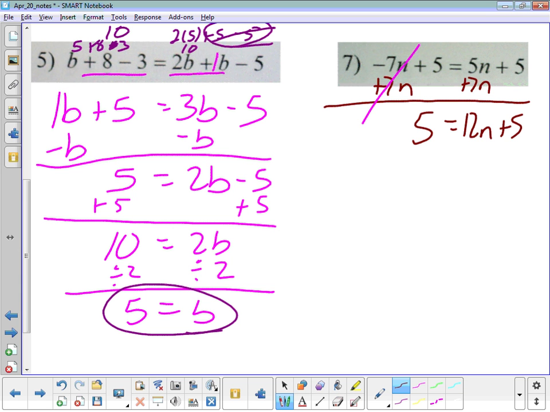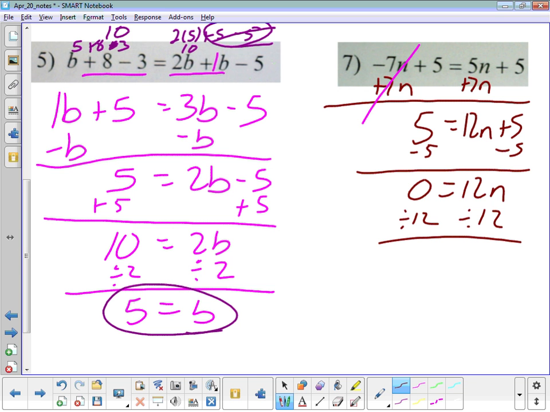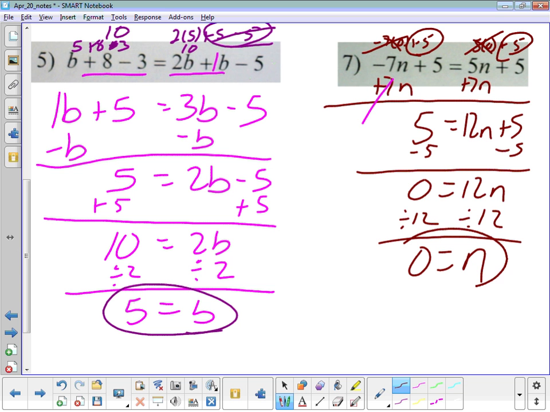Now I can get rid of the 5 because it's not hooked to the n, so I would minus 5 from both sides, and I get 0 equals 12n. So now I can divide by the 12, and I get 0 equals n, and we can check that real quick. If I put a 0 in there, I get negative 7 times 0 plus 5, which means I just have a 5. On the other side, I got 5 times 0 plus 5. Well, 5 times 0 is 0, so it's gone, so I just have a 5, and 5 does equal 5. So n does equal 0.